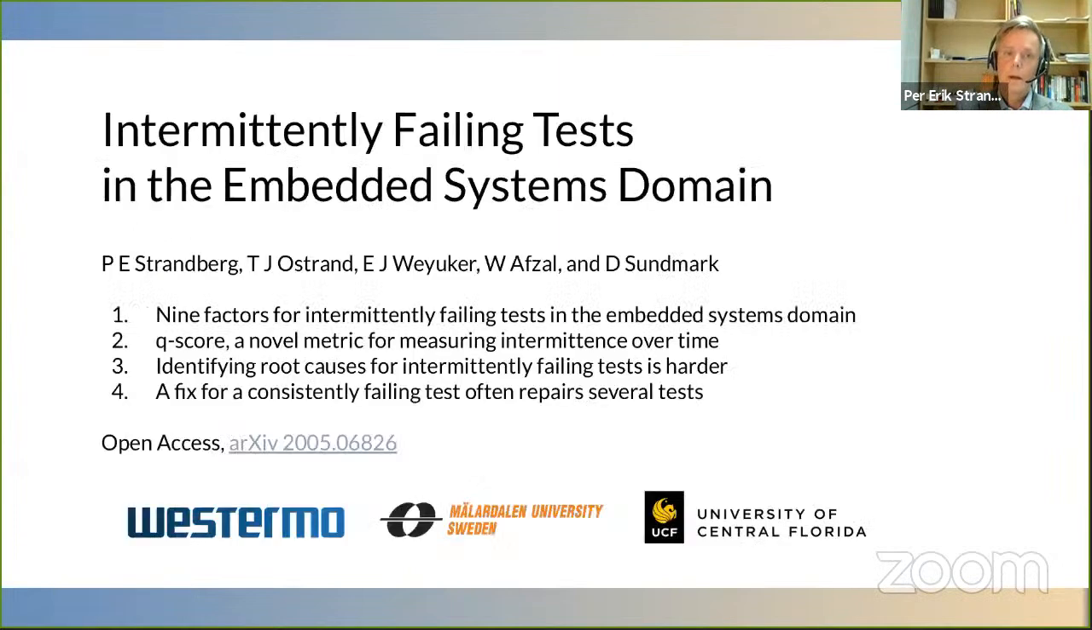Now, to summarize, I'm Per-Erik Strandberg. This has been a presentation on intermittently failing tests in the embedded systems domain. Our paper has 4 main contributions. First, we have these 9 factors for intermittently failing tests in this domain. Second, we have Q-score, which is a novel metric for measuring intermittence over time. Third, when we identify root causes for intermittently failing tests, we find this is harder when compared to consistently failing tests. And fourth, when we fix a consistently failing test, this often repairs more than one test case at a time. The paper will be made available as open access, but you can also find it in arXiv.